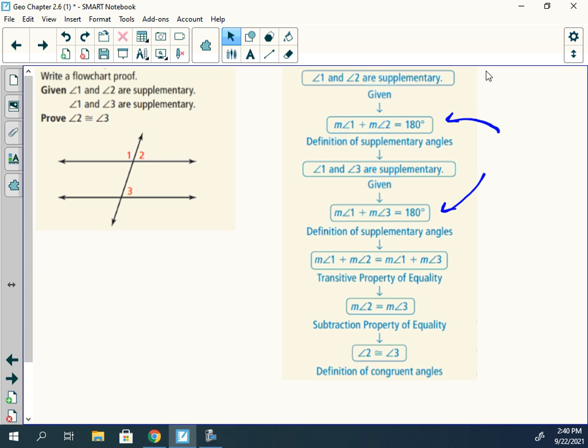Because we can subtract the measure of angle 1 from both sides by our subtraction property of equality, which tells us that the measure of angle 2 is the same as the measure of angle 3. And if two angles have the same measure, it means that they are congruent. Because that's just the definition of congruent angles. Any questions on this here? We ready for the next one?